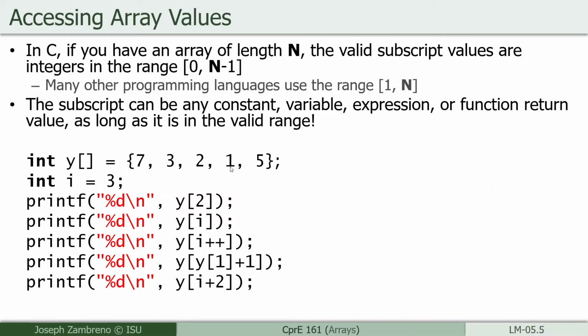We can also do any sorts of expressions. Y of I plus plus. Of course, you never need to have a complex expression like that, right? You could always access y of I. This is the postfix incrementer, and then do I plus plus afterwards. There's nothing forcing you to combine lines of code in that way, but you'll see this in examples. This will still print y of 3, and then afterwards I will then be equal to 4.